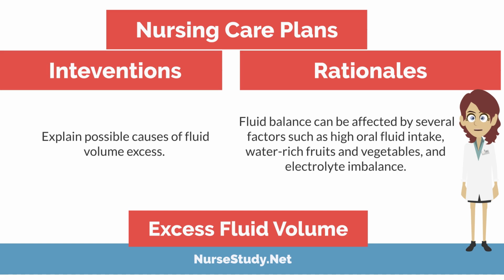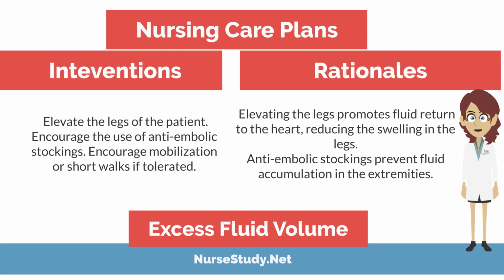Intervention. Explain possible causes of fluid volume excess. Rationale. Fluid balance can be affected by several factors such as high oral fluid intake, water-rich fruits and vegetables, and electrolyte imbalances. Intervention. Elevate the legs of the patient. Encourage the use of anti-embolic stockings. Encourage mobilization or short walks if tolerated. Rationale. Elevating the legs promotes fluid return to the heart, reducing the swelling in the legs. Anti-embolic stockings prevent fluid accumulation in the extremities.